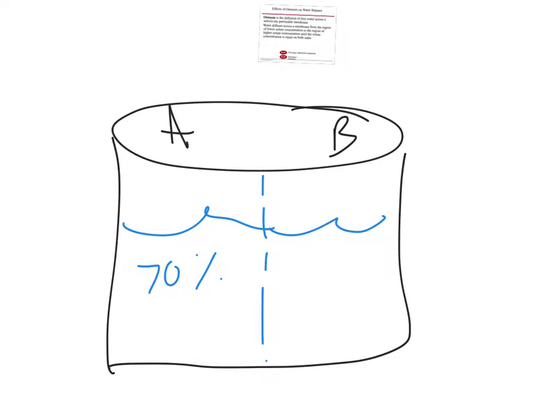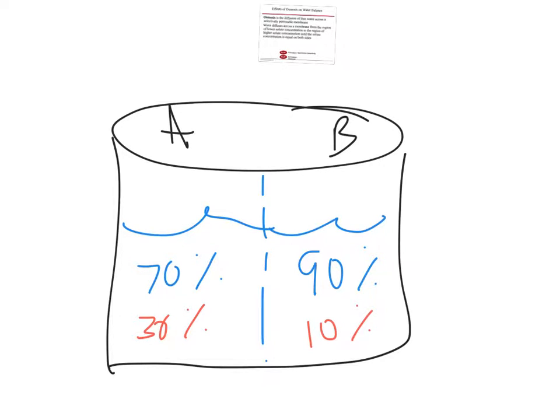On side A, we'll say that this is 70% water and 30% solute. And on the other side of the membrane, we're going to have 90% water and 10% solute. Which way is water going to move? It's going to move towards which side, A or B? A, right? Why?